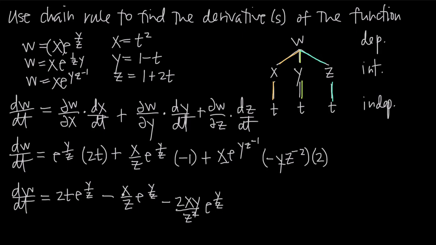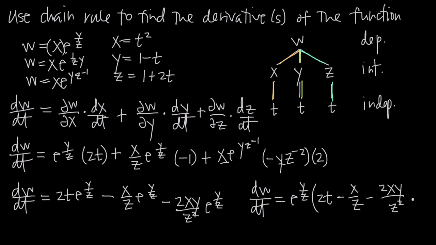Now we could leave our derivative like this, but notice that each of these terms contains an e^(y/z). So let's go ahead and factor that out and say that the derivative dw/dt is going to be equal to, we'll factor out e^(y/z), and we'll multiply that by, for the first term, 2t. For the second term, minus x/z. And for the last term, minus 2xy all over z squared. And this is the derivative of the function w with respect to the independent variable t.